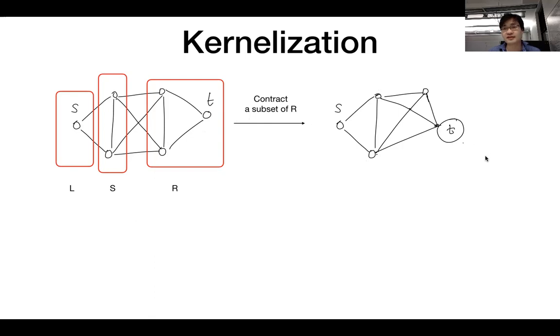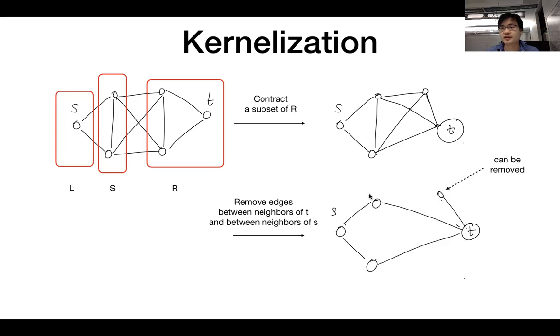In the next step, we're going to remove the edges between the neighbors of T and the neighbors of S from the sink, the edges inside the neighbors of the sink, and then the edges inside the neighbors of the source. In this particular graph, I will remove this triangle here, these three edges, and the resulting graph would look like this. Furthermore, we can also remove this dangling node as well.